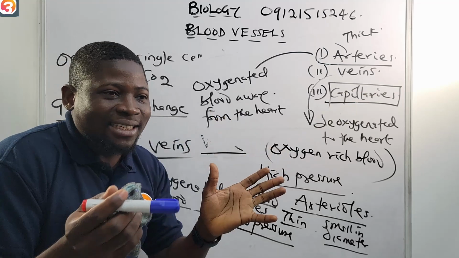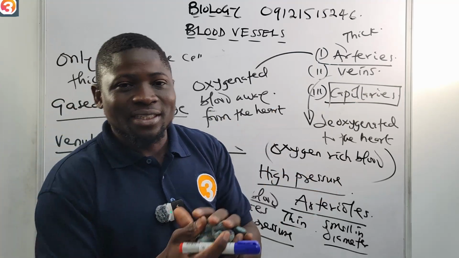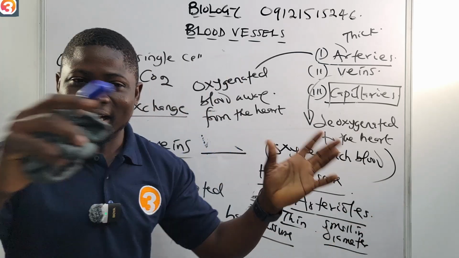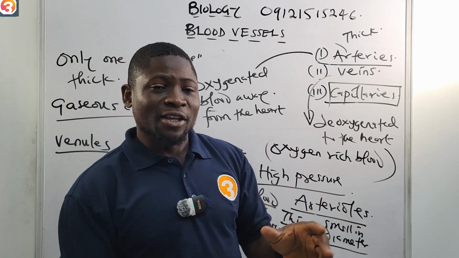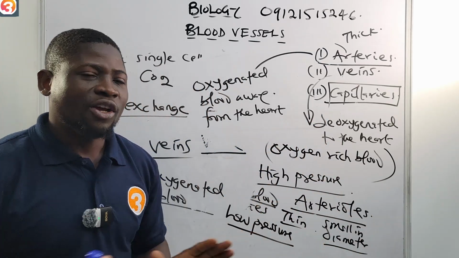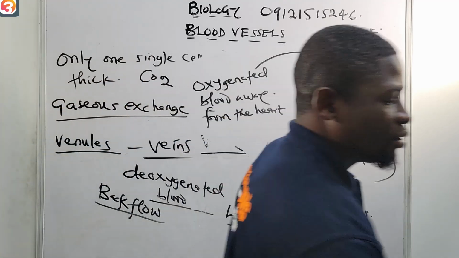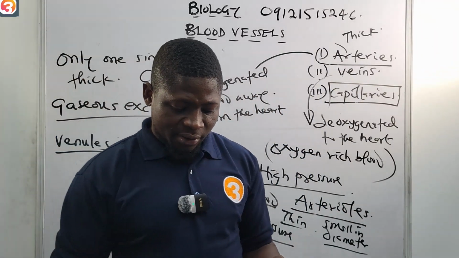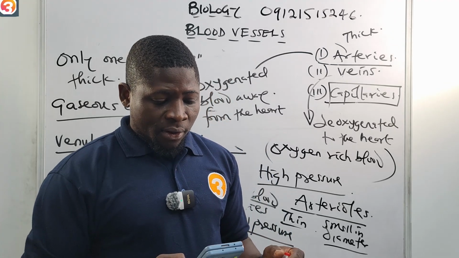When we talk about the heart, we will understand how the CO2 and the oxygen move around the body. So do not be in a hurry, we're going to get to that point. Let us see questions on blood vessels, and we are out of here.